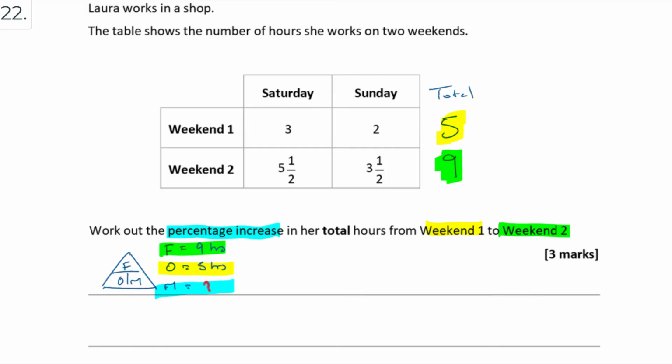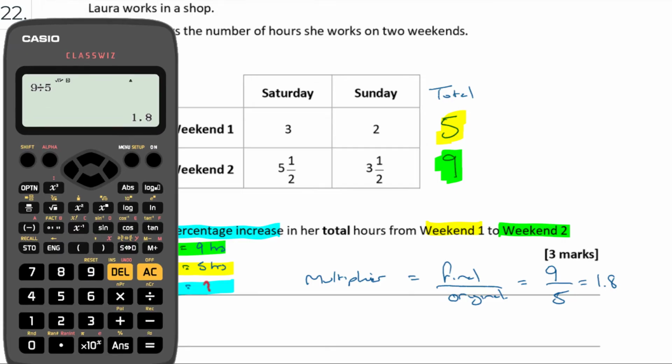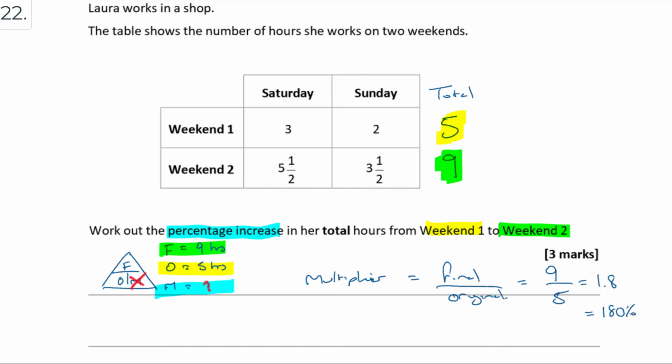Put my thumb on the one I want to find, cover it up, and then that tells me that the multiplier is equal to the final divided by the original. So multiplier equals final divided by original. And that is equal to, what's that? That's final 9 divided by original 5. So if I type that into the calculator, 9 divided by 5, that comes out to be 1.8. Now remember, that's as a decimal, isn't it? So if I want that as a percentage, that is going to be 180% as a percentage.